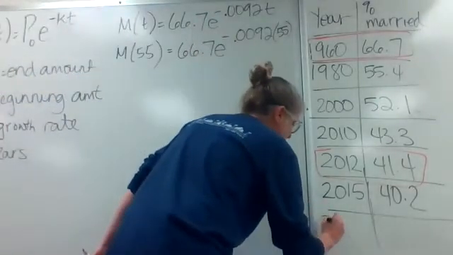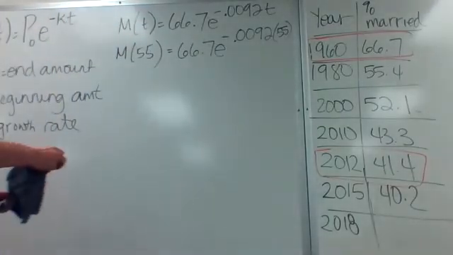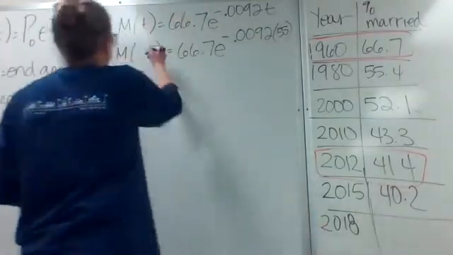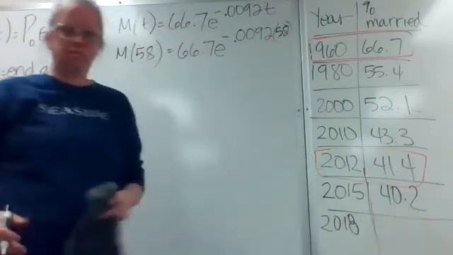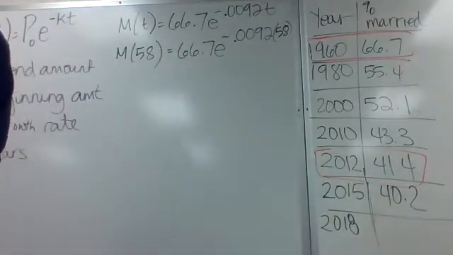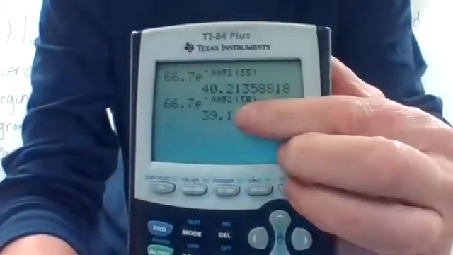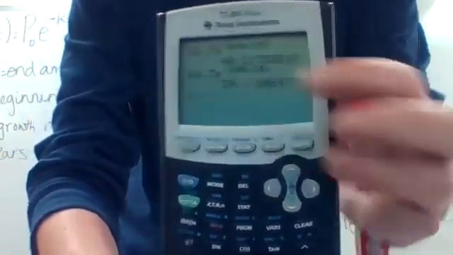Next question says, okay, what about 2018? So now what's my T going to be? 58. Same thing, just put it in your calculator, 66.7 E to the negative 0.0092, open 58, close, and you're going to round to one decimal place. So let's see, 39.11, which is 39.1.